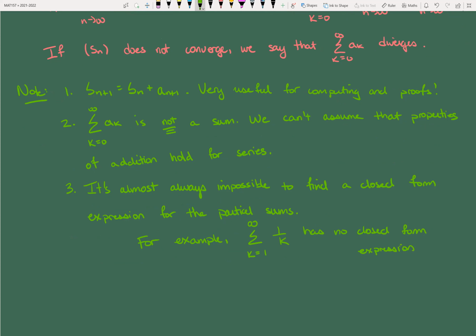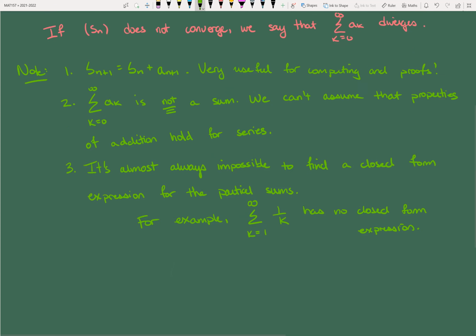This seems like a really simple series, right? It's very straightforward. It's just 1 plus a half plus a third plus a quarter and so on and so forth. This has no closed form expression for its partial sums. So what do we do? Closed form again means, let me give you an example.